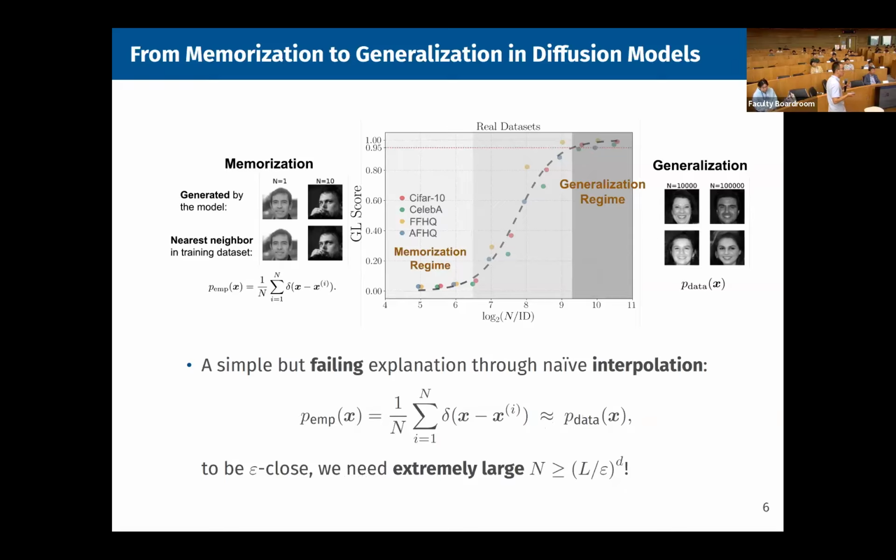But however, this kind of simple explanation will suffer from the curse of dimensionality, especially when we are learning a distribution in high dimension, right? If you're learning a distribution in high dimension, you would need exponentially many samples for this interpolation or approximation to happen, right? So this is what is called the curse of dimensionality.